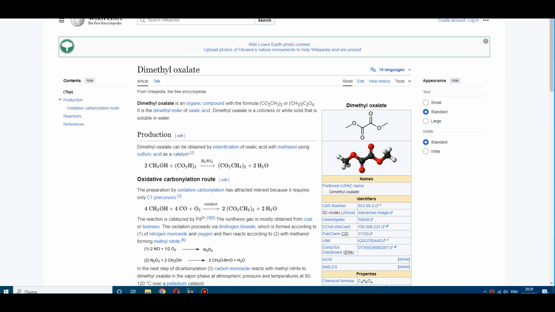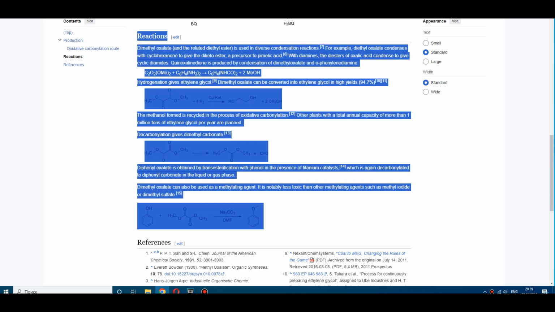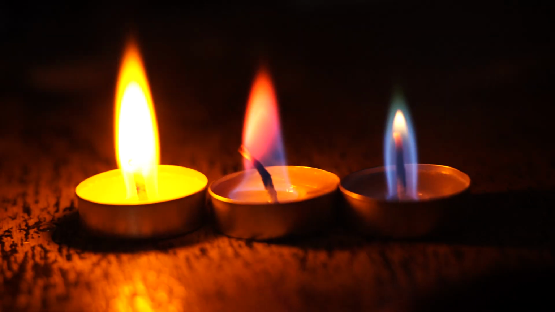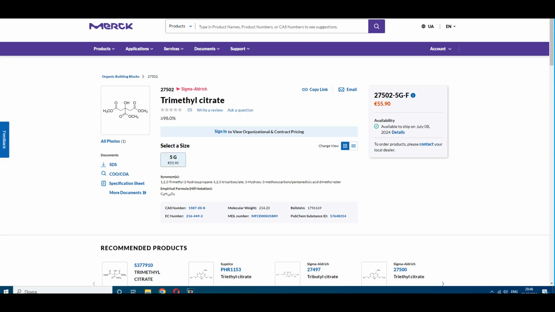Hello, today I make dimethyl oxalate from oxalic acid and methanol in high yield. Dimethyl oxalate finds various applications in organic chemistry, but I use it to create candles with colored flames. However, I plan to experiment with trimethyl citrate in the future, because dimethyl oxalate has some drawbacks, such as sublimating at room temperature, which is bad for candles.